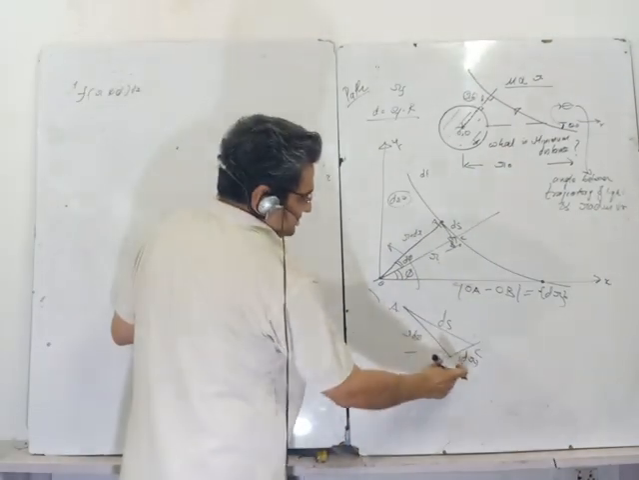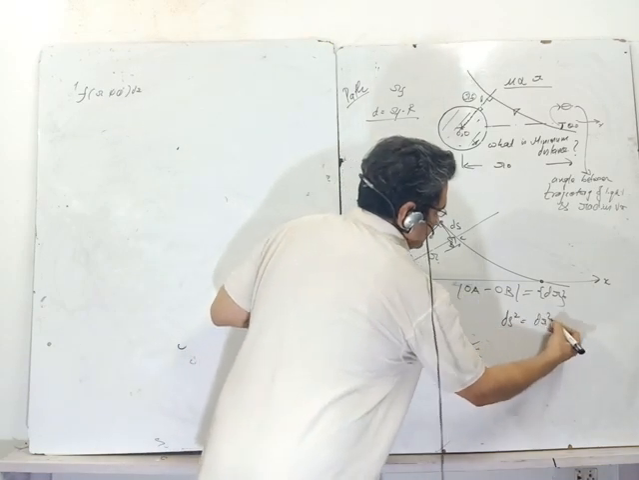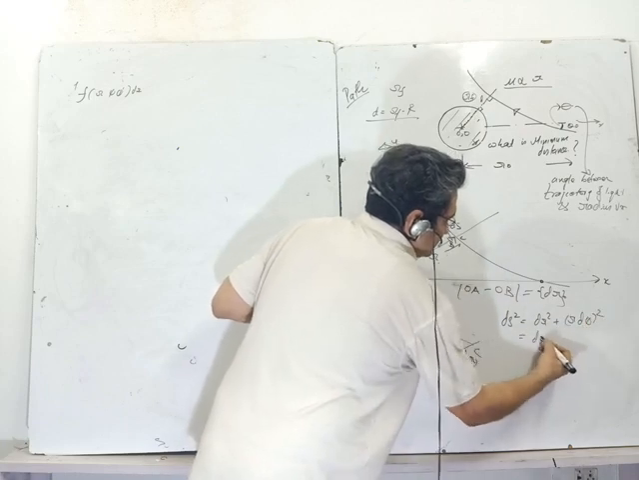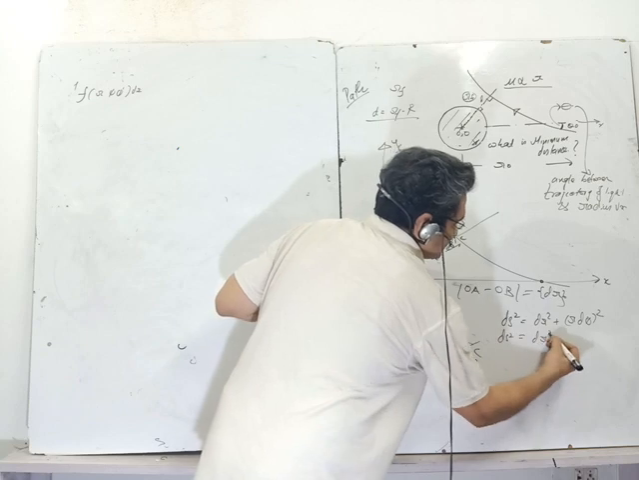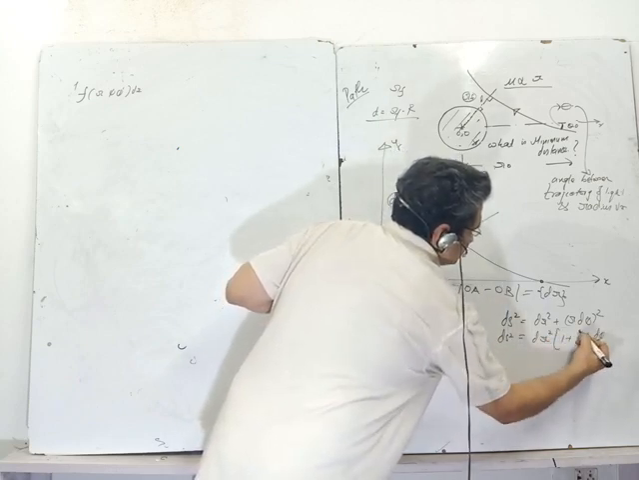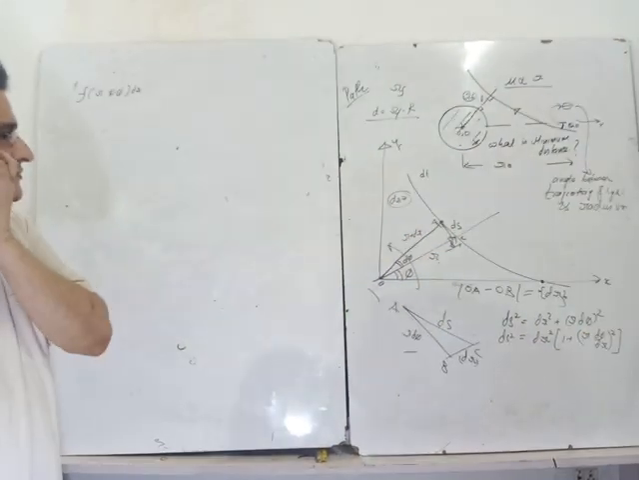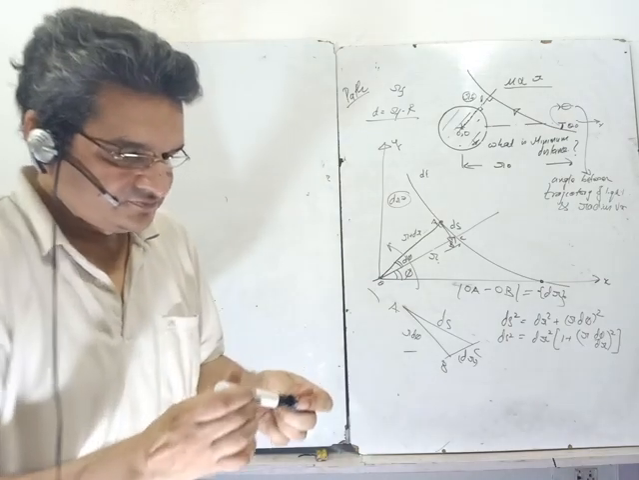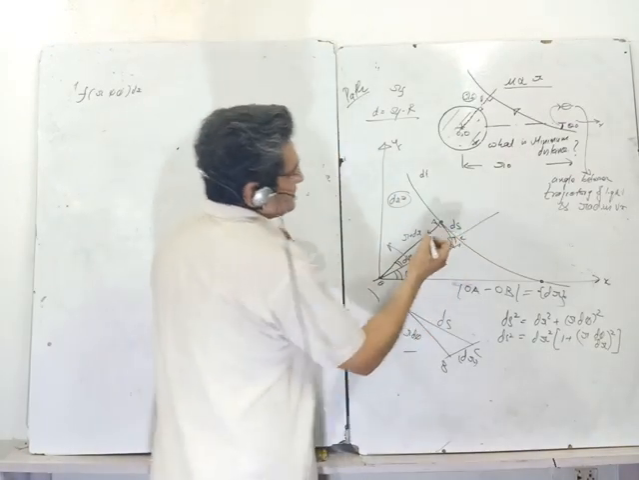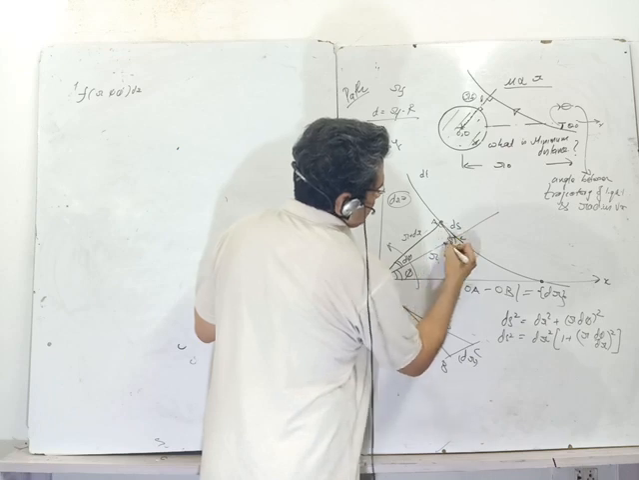So if this is dr, this is r d phi, this is ds, then ds square is equal to dr square plus r d phi whole square. I'll just simplify by taking dr square common: ds square equals dr square times 1 plus r d phi upon dr, whole square. This is one important equation which will be very useful in solving the problem. Now look here, I have another angle which I should take, the angle between the trajectory and the radius vector.